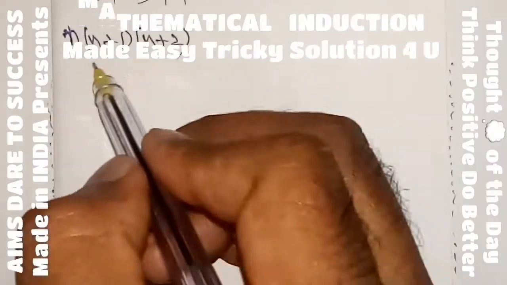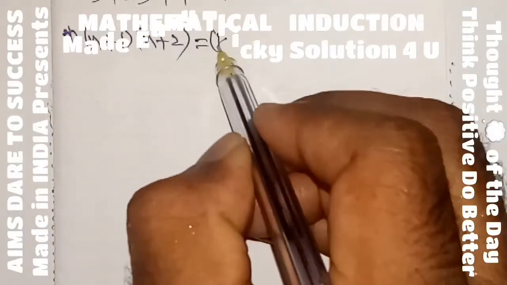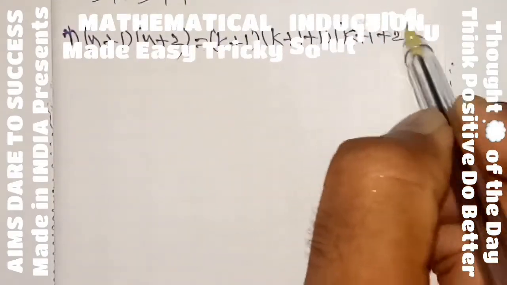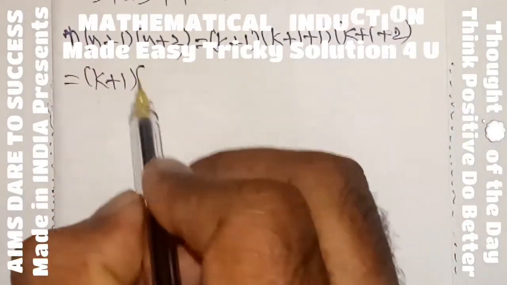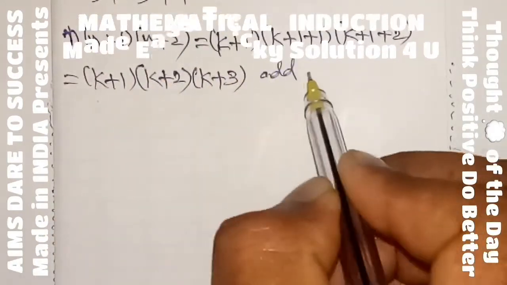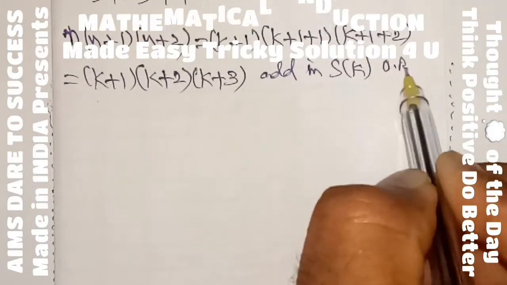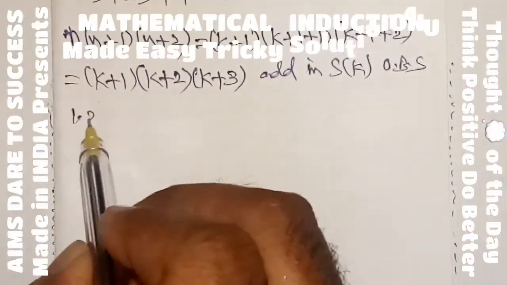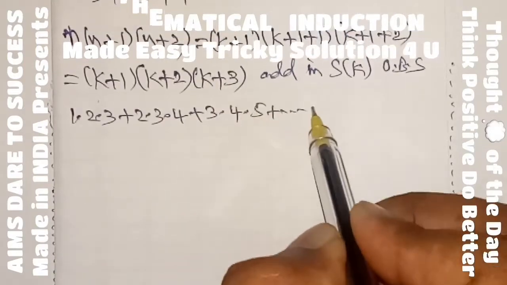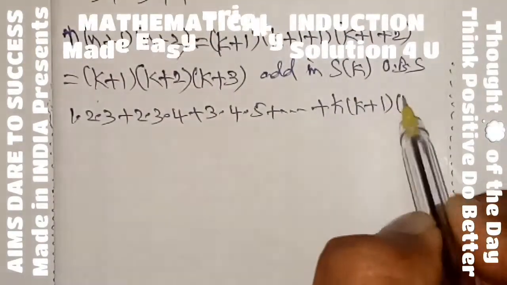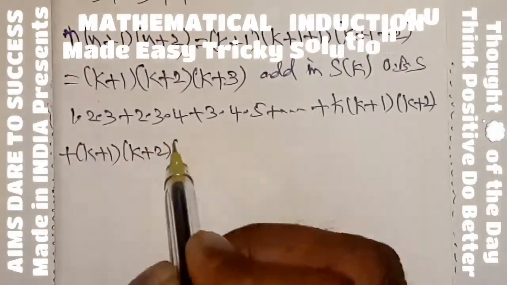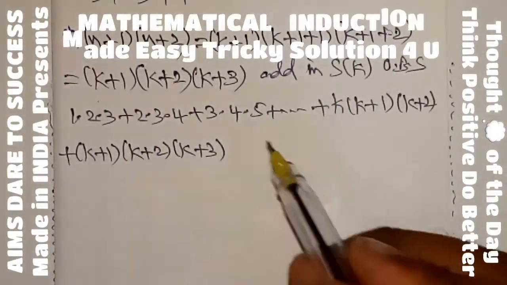Here the nth term is n into n plus 1 into n plus 2. Here you can substitute n is k plus 1. We get k plus 1 into k plus 1 plus 1 into k plus 1 plus 2. To simplify, we get k plus 1 into k plus 2 into k plus 3. Add this value in S of k on both sides. We get 1 into 2 into 3 plus 2 into 3 into 4 plus 3 into 4 into 5 and so on plus k into k plus 1 into k plus 2 plus the adding value k plus 1 into k plus 2 into k plus 3. This is the LHS.